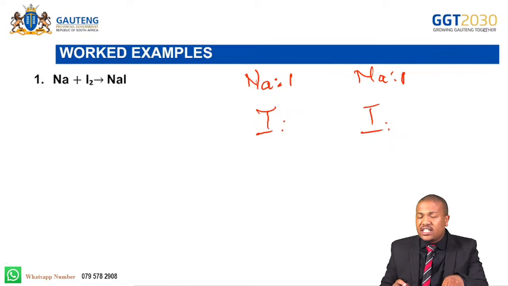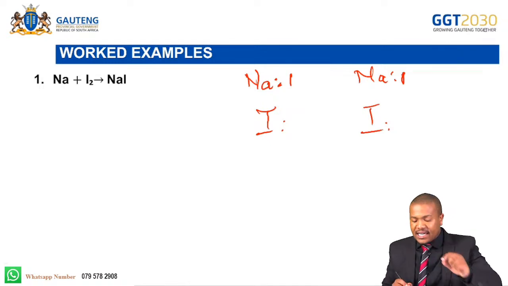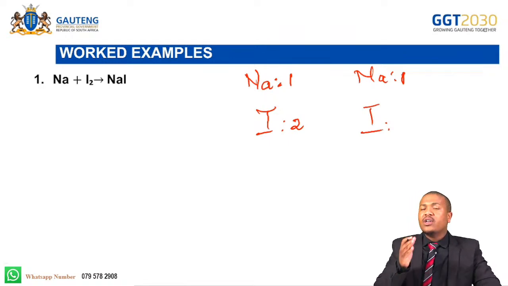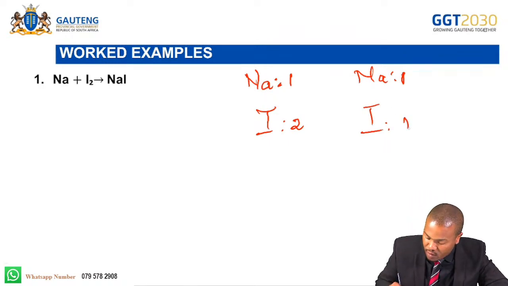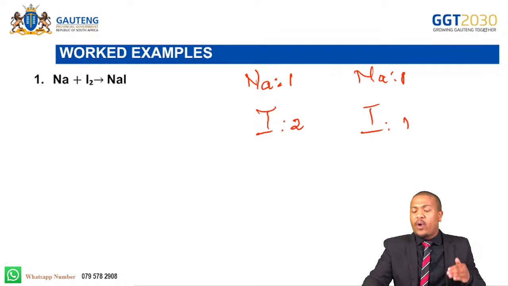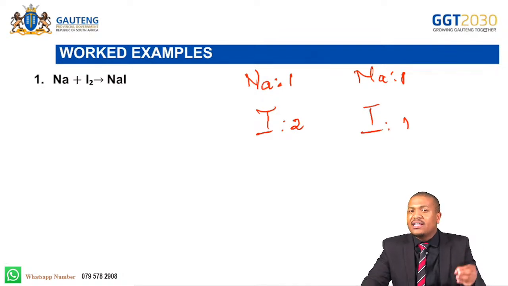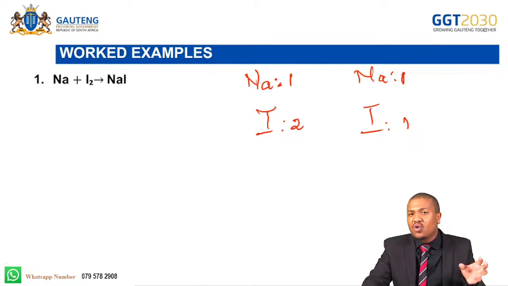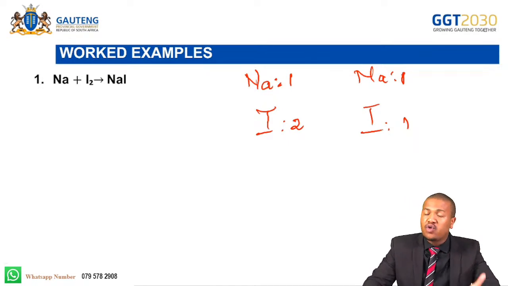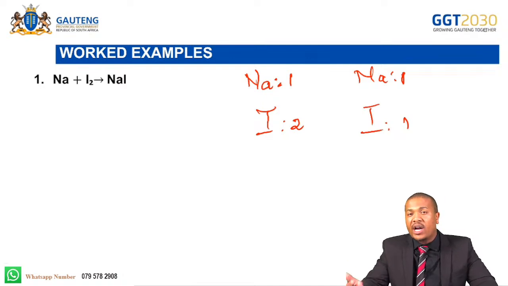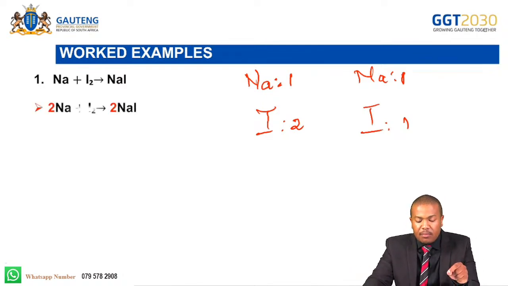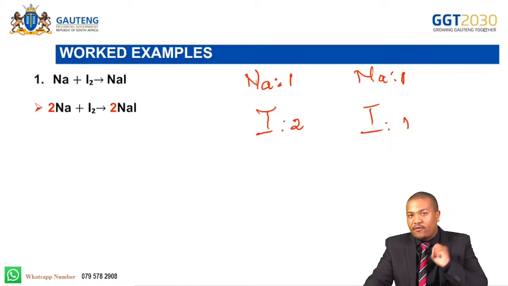But looking at iodine now, on the reactant side we have 2, but on the product side we only have 1. Now we say the equation does not balance because the number of atoms for iodine on either side is not the same. We have 2 on the reactants and 1 on the products. Are we together?